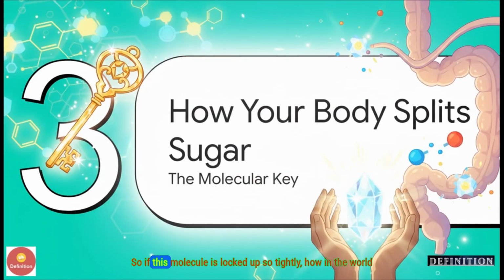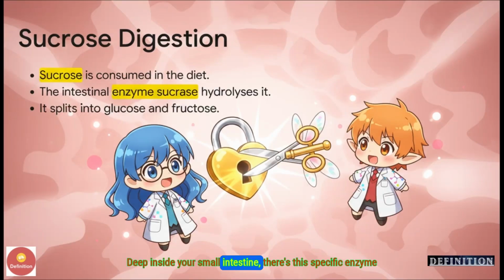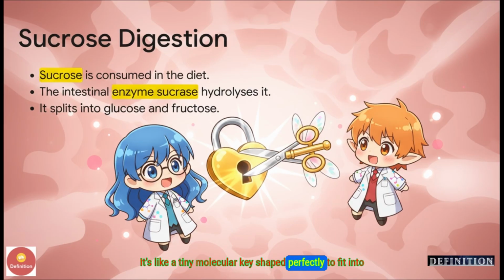Right, so if this molecule is locked up so tightly, how in the world do our bodies get any energy out of it? Well, it turns out our digestive system has a very special key. Deep inside your small intestine, there's this specific enzyme called sucrase, and it gets right to work. It's like a tiny molecular key, shaped perfectly to fit into that bond and just snip. It breaks the sucrose apart, releasing the glucose and fructose so your body can absorb them.